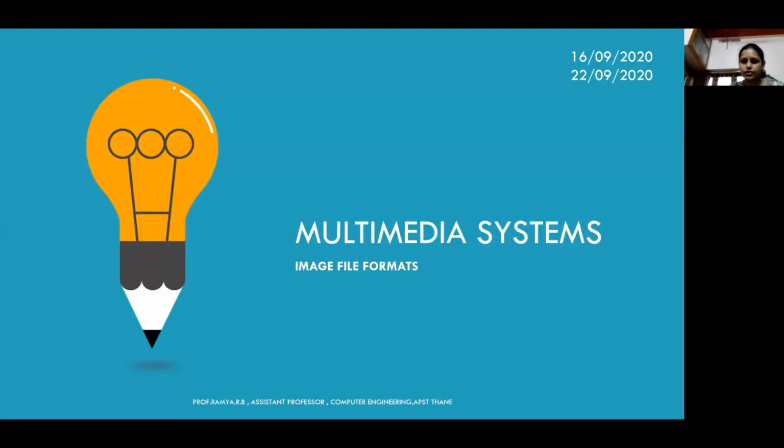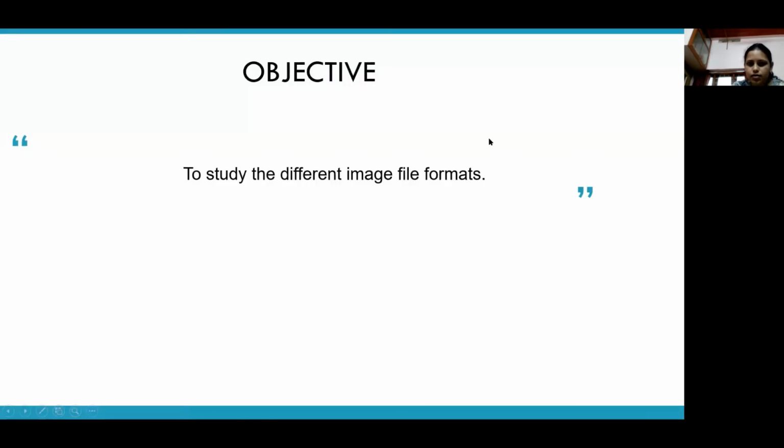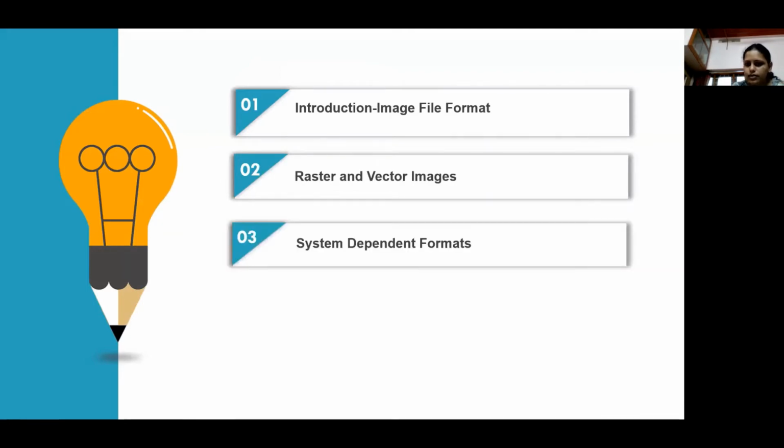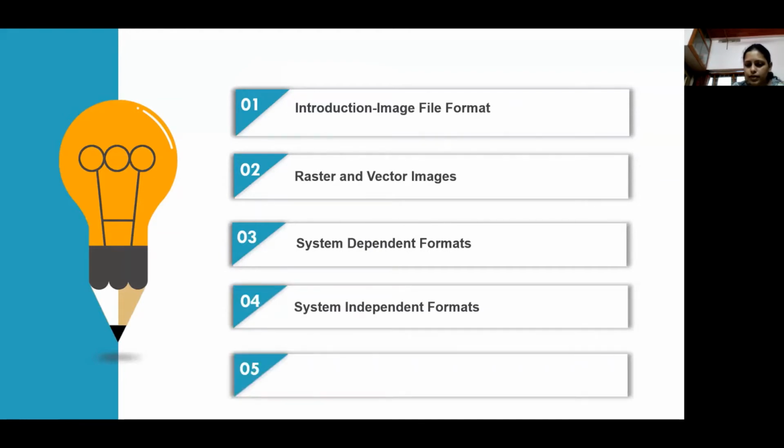So in the previous session, we were discussing image file formats. We'll be continuing the same topic today. We had discussed the two categories of image file formats, raster and vector images. Now today we'll be discussing system dependent formats and system independent formats, and also the application dependent formats.